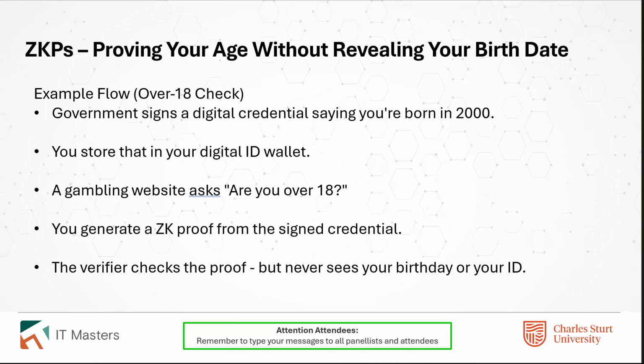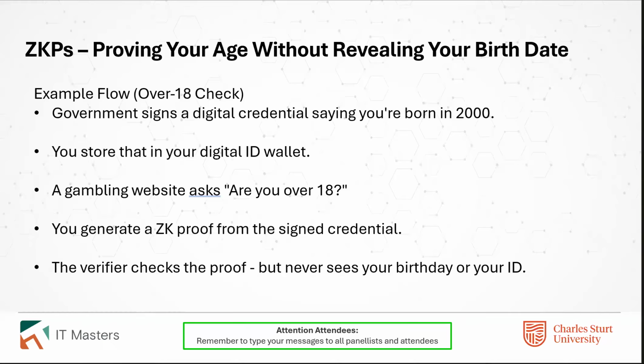So here's an example: zero knowledge proof, proving your age without revealing your birth date. This is the example flow. There has to be a trust mechanism here. For example, if the government is giving out an ID or a passport, they are the trust authority. They are saying to the rest of the world, this citizen here is this age, was born on this date.